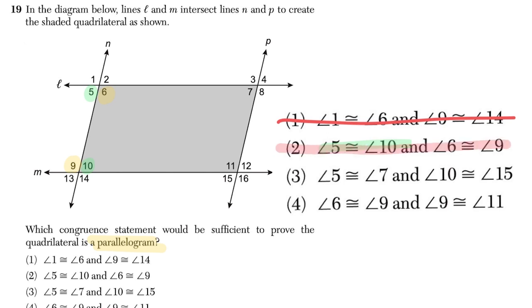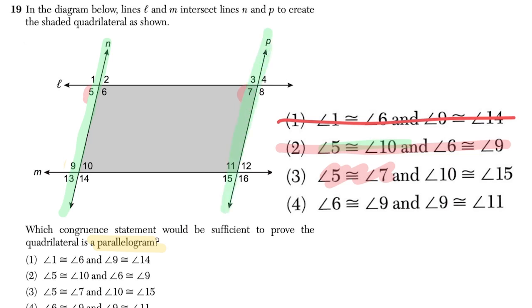Let's take a look at option number 3. 5 and 7, and then 10 and 15. Ooh, this looks interesting. Here we've got 5, and here we've got 7. When we're looking at 5 and 7, what kind of angle relationship is this? Great, this is corresponding, and so that's going to make line N parallel to line P, if that's true.